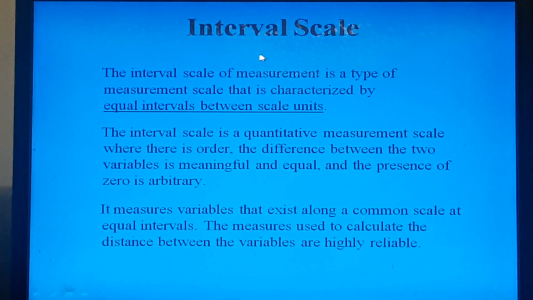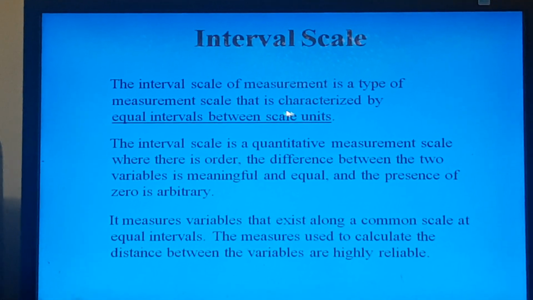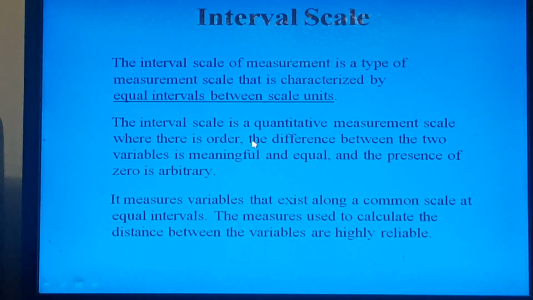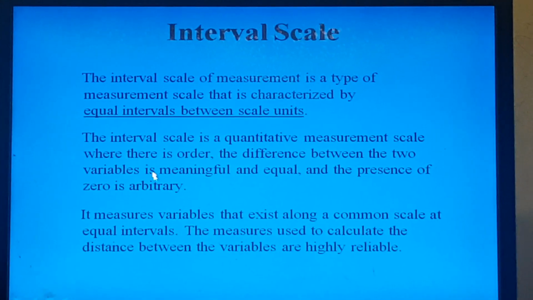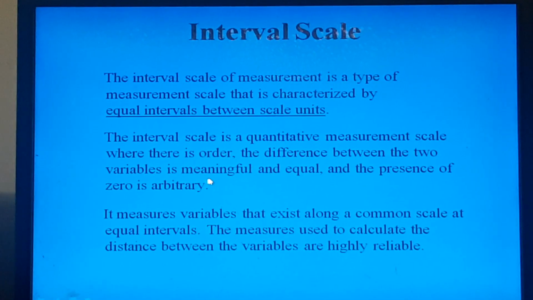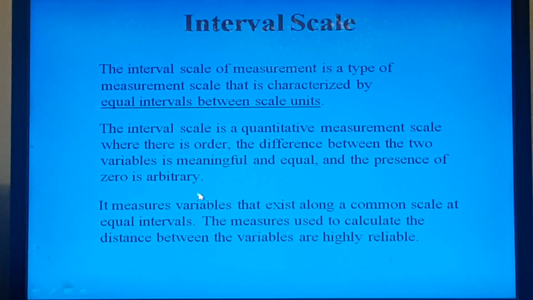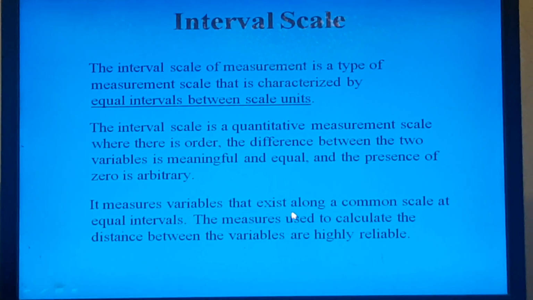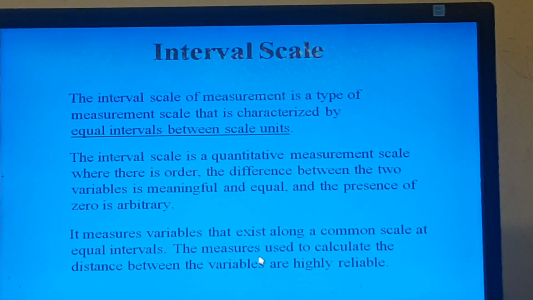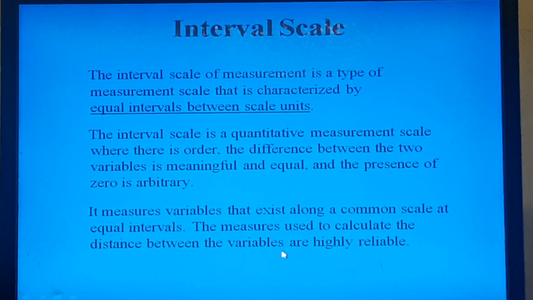The third type of measurement scale is the interval scale. The interval scale of measurement is a type of measurement scale that is characterized by equal intervals between scale units. The interval scale is a quantitative measurement scale where the difference between the two variables is meaningful and equal, and the presence of 0 is arbitrary. It measures variables that exist along a common scale at equal intervals. The measures used to calculate the distance between the variables are highly reliable.